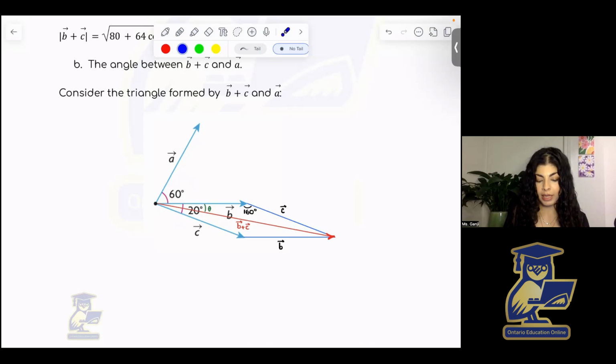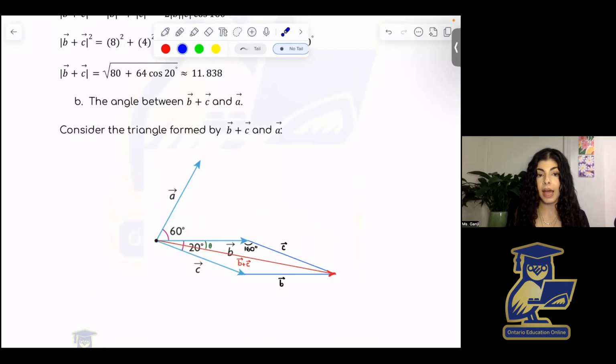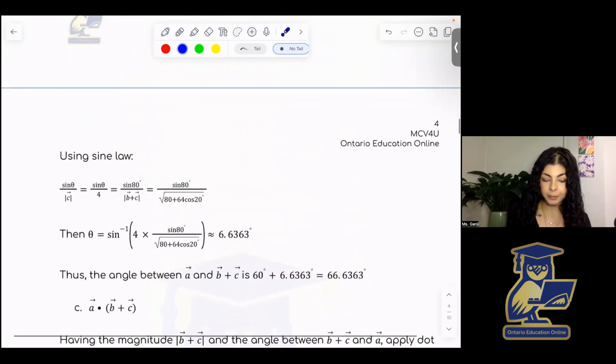We're actually just finding the complete resultant vector of B plus C, because now we had the magnitude, so now we're just finding the angle, and then we're making a conclusion based on the fact that B made an angle of 60 degrees with A. So let's apply sine law here now.